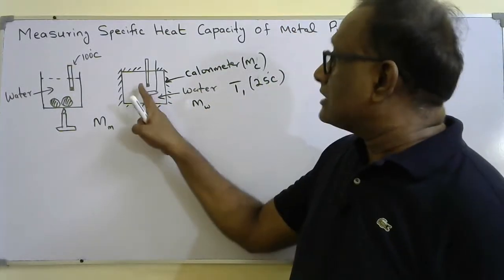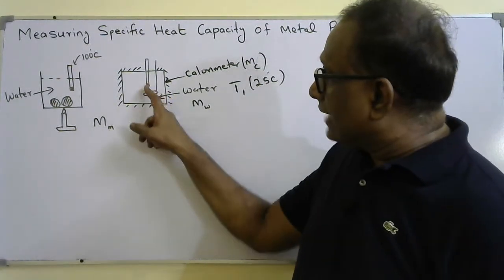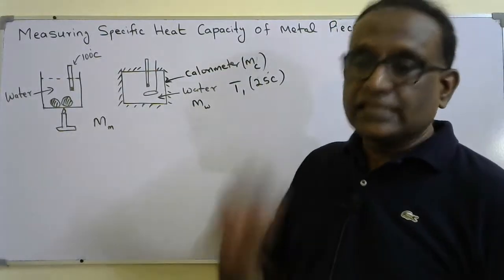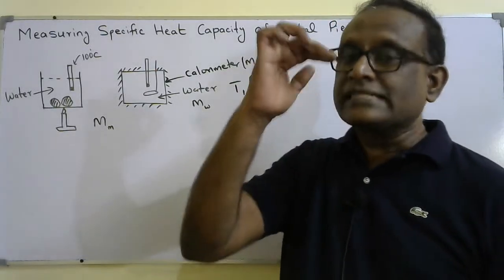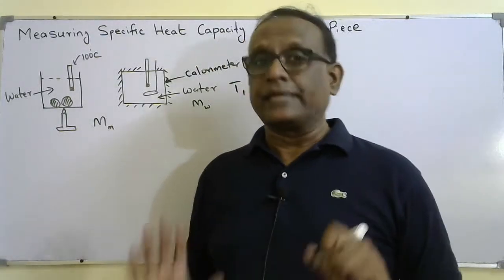That temperature must be recorded by using the thermometer. So you have to stir it continuously and record the thermometer reading until the thermometer reading comes to a stable, steady value. So that is the final steady state temperature.